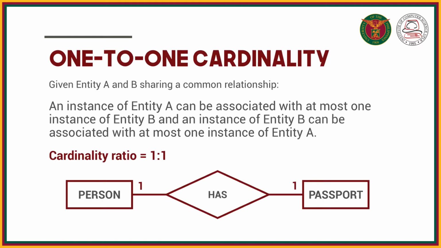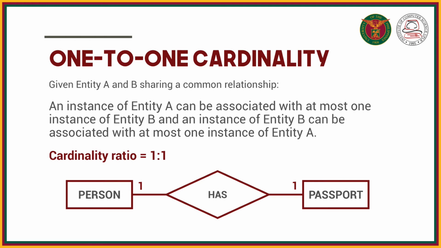In a one-to-one cardinality, an instance of entity A can be associated with at most one instance of entity B and vice versa. Ibig sabihin, si entity A can be related to entity B at most once, and entity B can be related to entity A at most once.